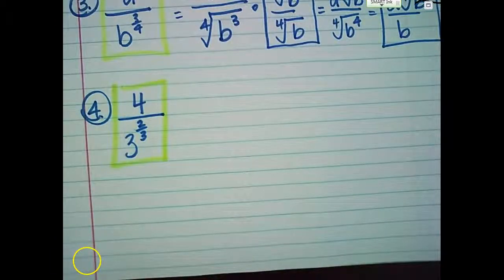If you have a fraction as an exponent in the denominator, it means you have a radical. So you can't have that. So clean it up. No radicals in the denominator.